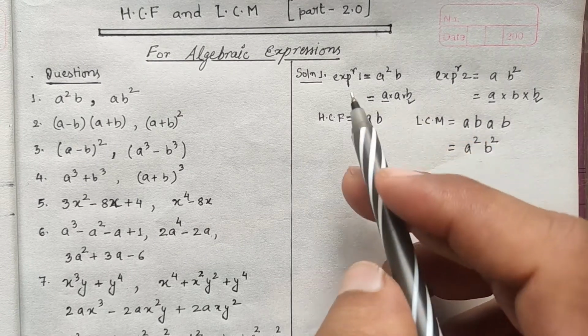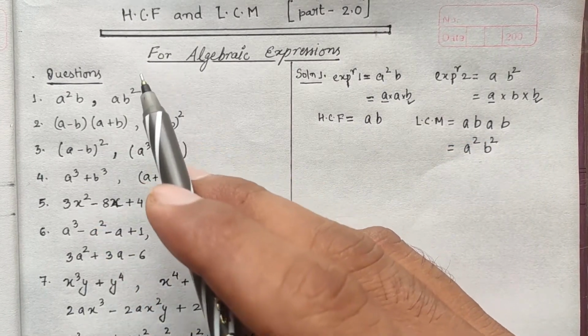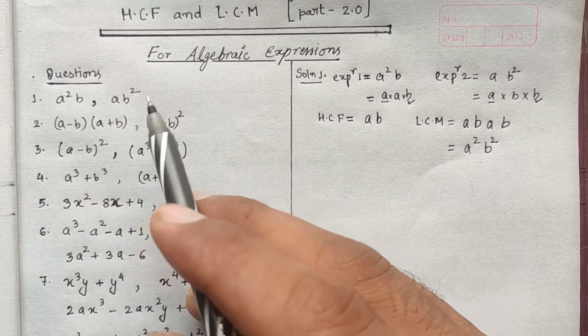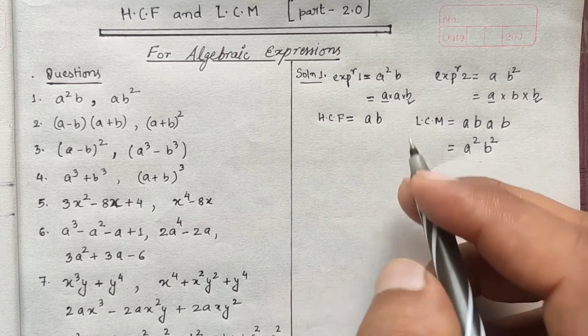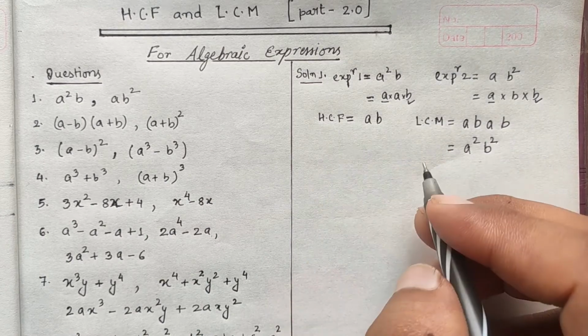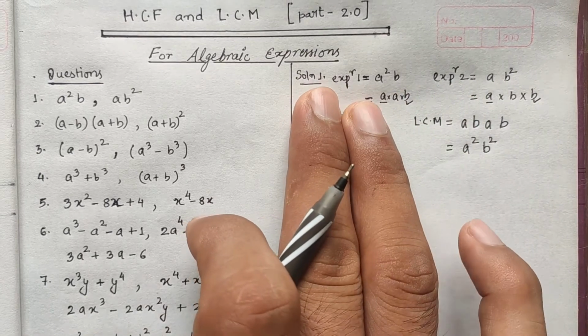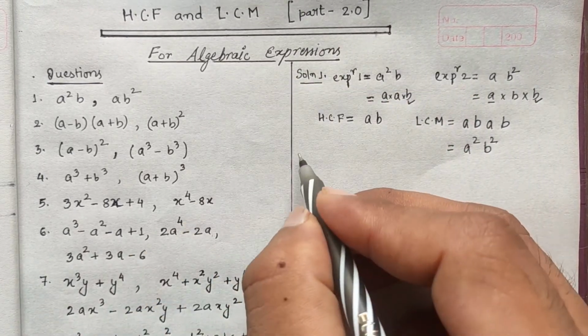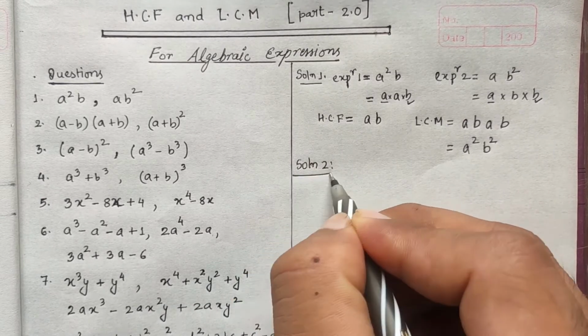In some books they ask you to find the HCF separately and the LCM separately, but I am doing it here at the same time. We are finding HCF and LCM. Sometimes you will find only HCF, or sometimes only LCM. Okay, so that was the solution of 1. Now we'll move on to the next question.